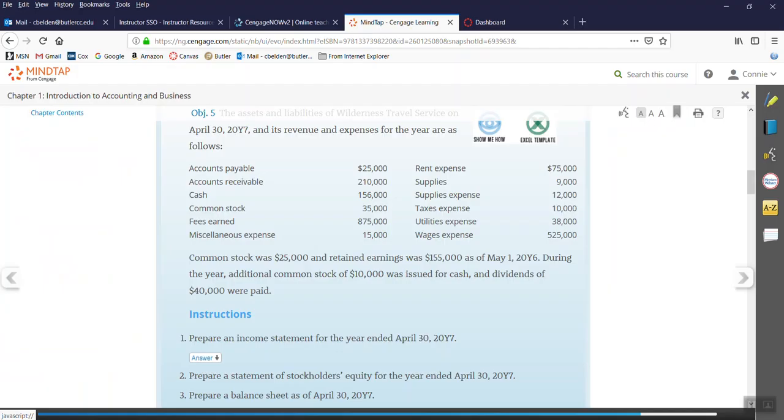We are going to look at a problem where it's given us the dollar amounts for the accounts. We're going to take those and put them into the financial statements. Notice the accounts are just listed alphabetically here.